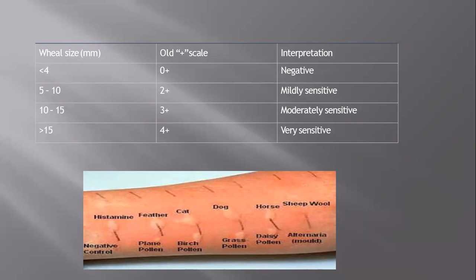The next, if the wheal size or the bump size is 10 to 15 mm, then we are going to give a score of 3 plus, which indicates moderately sensitive. Then in case of the wheal size or the bump size more than 15 mm, we are going to give the highest score of 4 plus, which indicates very sensitive to the particular allergic substance.